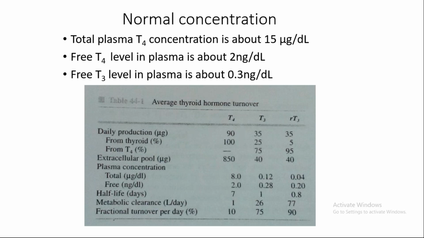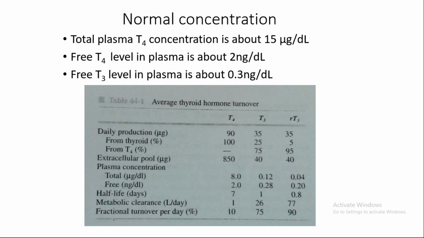Now, total plasma T4 and free T4, what is the difference between them? The total plasma T4 is the total concentration of T4 in the plasma, free form plus bound form. Both together it is total. And the free form is important for the negative feedback mechanism. The bound form is mainly the reservoir. So ultimately both forms determine the availability of the thyroid hormone.